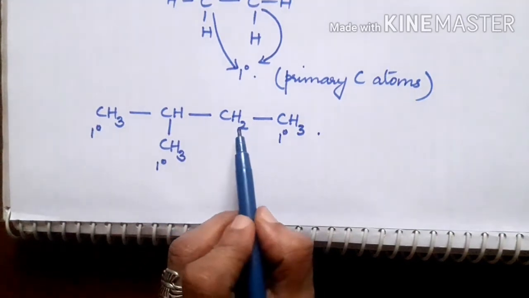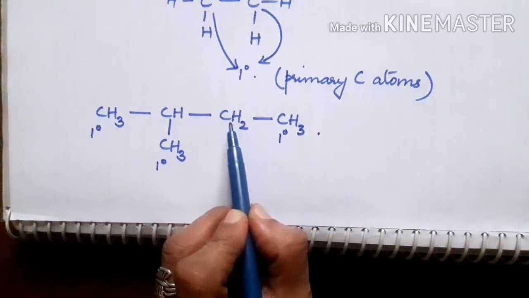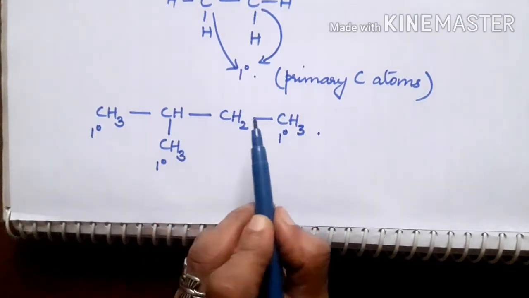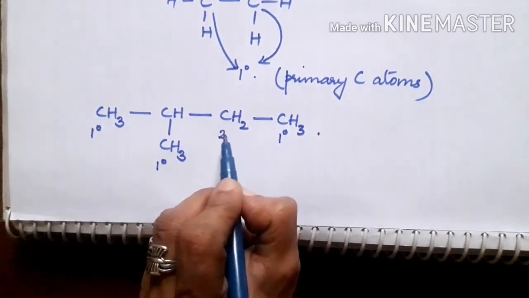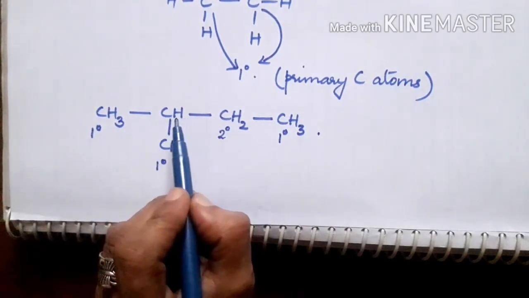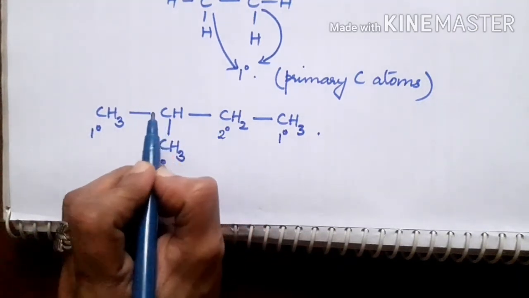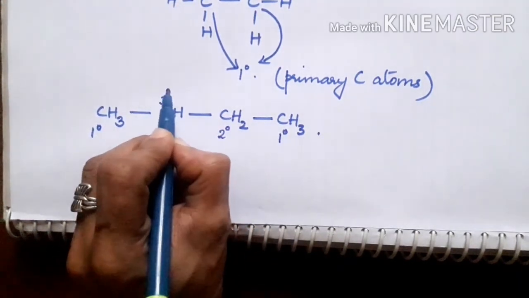Coming to the next carbon atom, here the second carbon atom is attached to 2 other carbon atoms, so this is a secondary carbon. Whereas the middle carbon atom here is attached to 3 different carbon atoms, so this becomes a tertiary carbon atom.